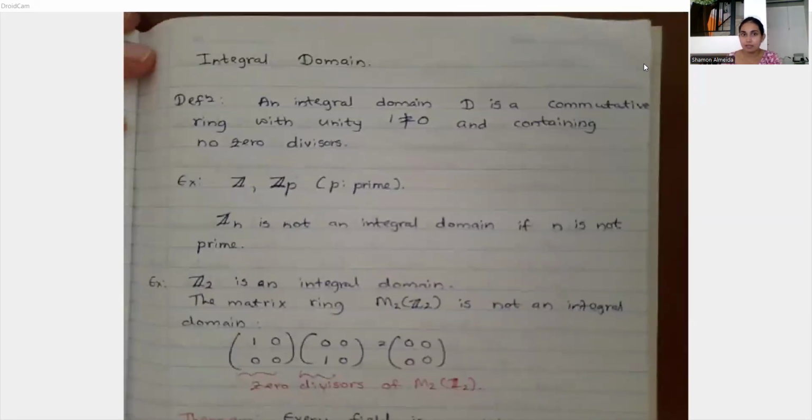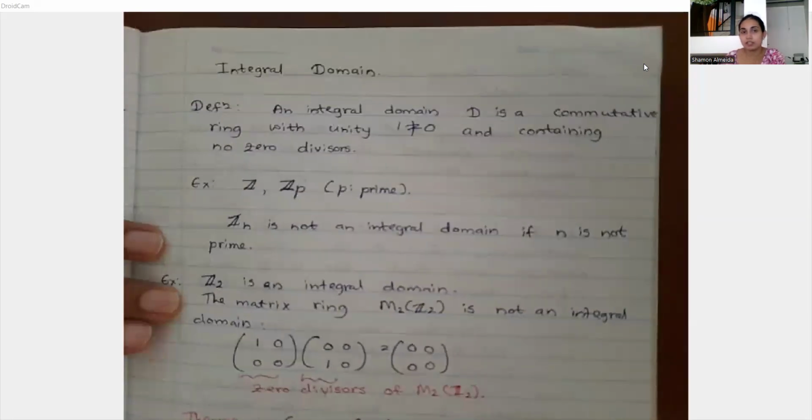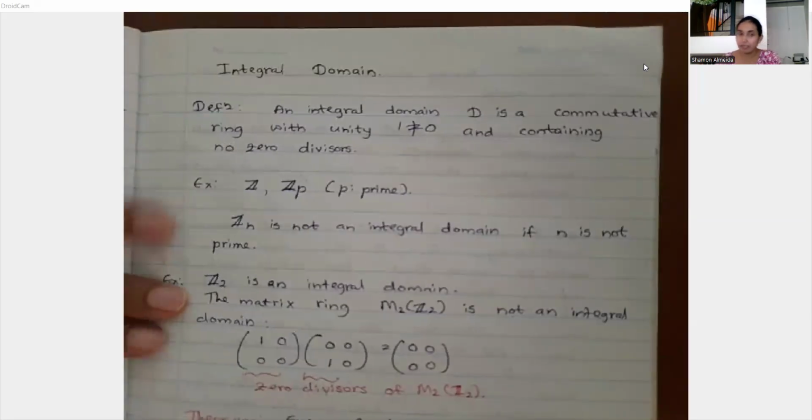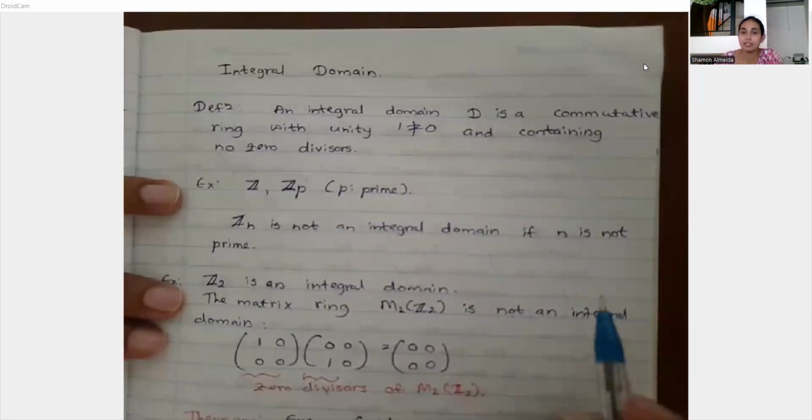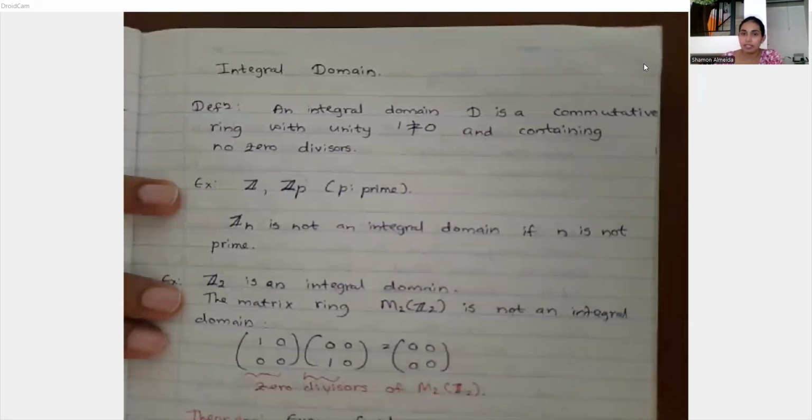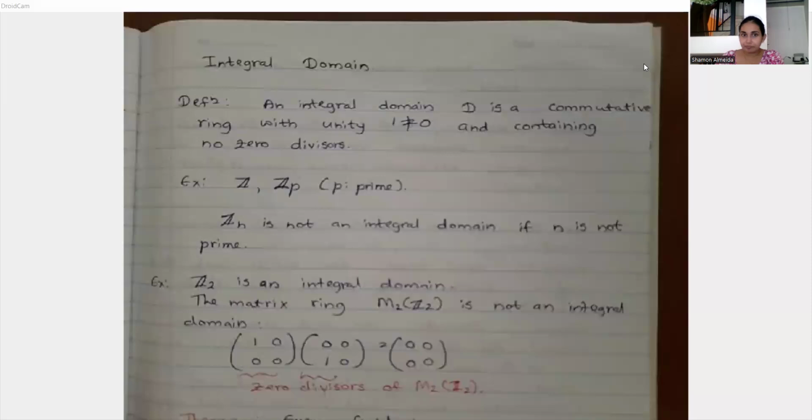Okay, last time we discussed integral domains. Let's go over the definition and some of the theorems that we did last time before we start today's lesson. Okay, by definition, an integral domain D, usually denoted by D, is a commutative ring with unity which is different from zero. So we are disregarding the trivial ring and containing no zero divisors.